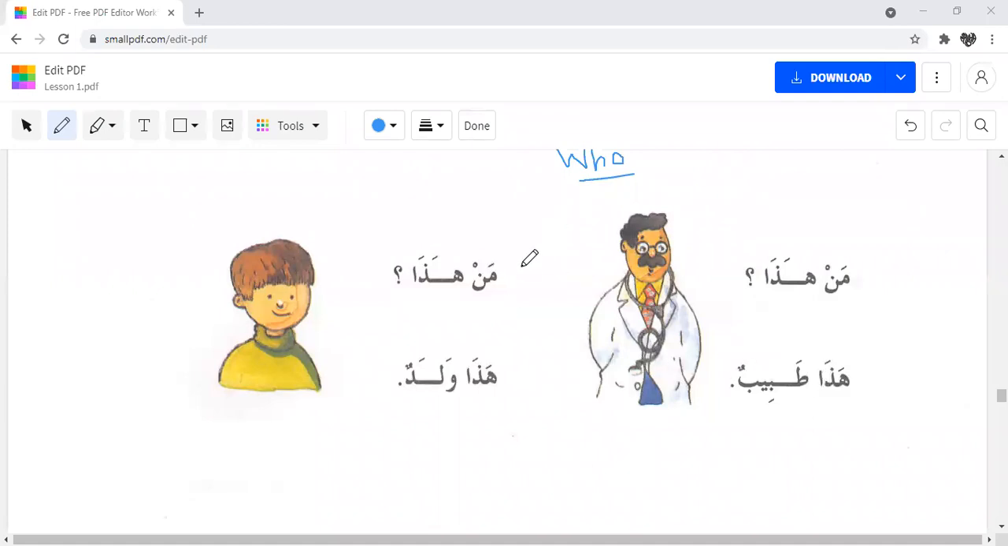Thank you. Asfia, could you please read this part here? Man hada waladun. Man hada means who is this? Hada waladun means this is a boy. Okay, awesome.